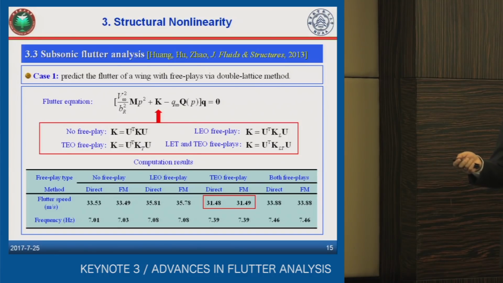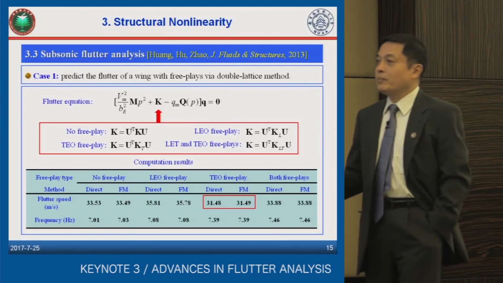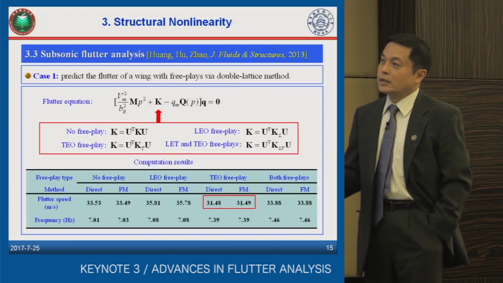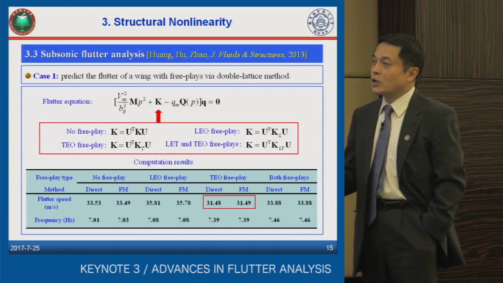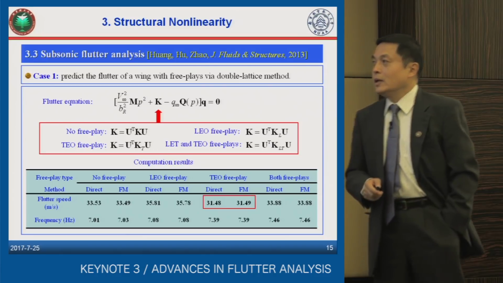The second is that we have a free play in the leading edge outboard control surface. And the third one is that we have a free play in the other control surface. And the final subcase is that we have 2 free plays, one at each control surface. And here we made the comparison between the full model and the reduced model. And here you can see that the predicted flutter speeds are also almost the same.